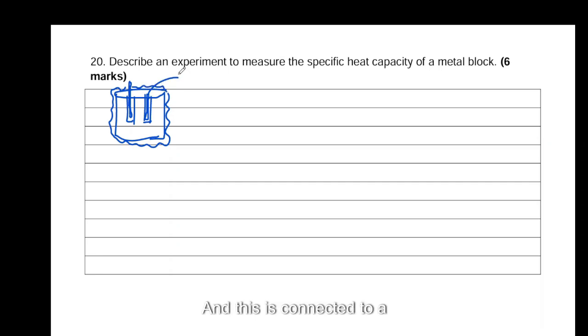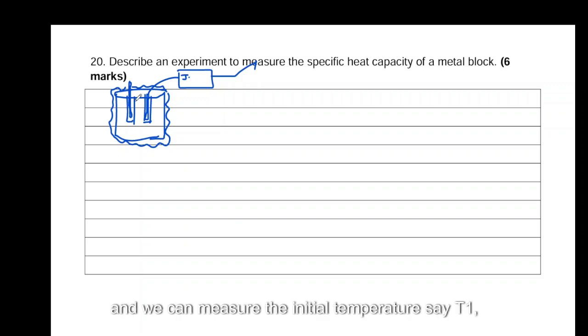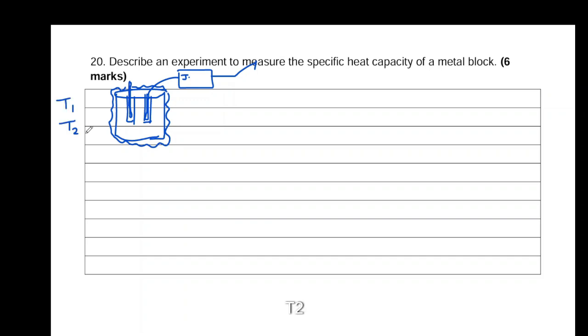And this is connected to a joule meter to measure the amount of energy supplied, or you can connect it to a voltmeter and an ammeter, and you can get the energy like that. And then this is connected to the power supply, and we can measure the initial temperature, say T1, final temperature T2, and the mass of the object can be measured by putting this on a top pan balance.